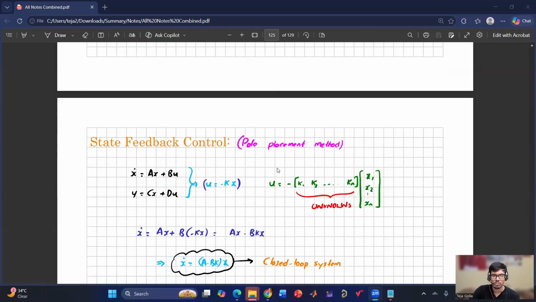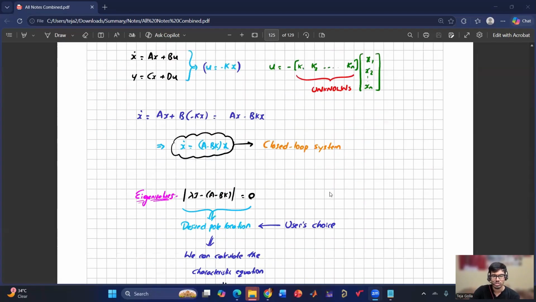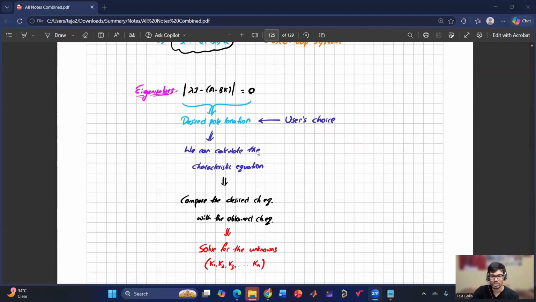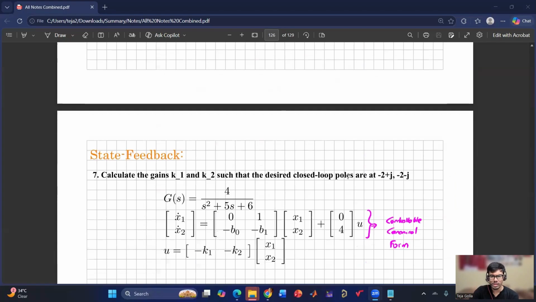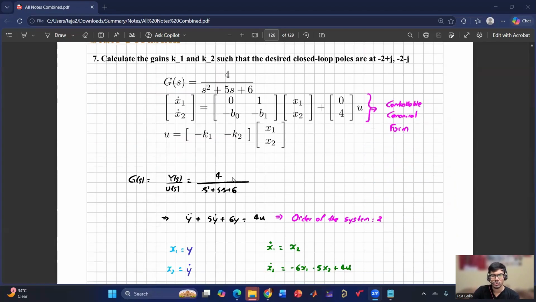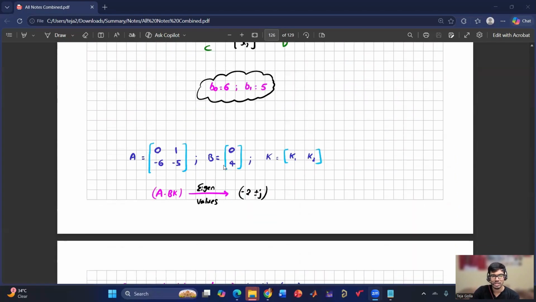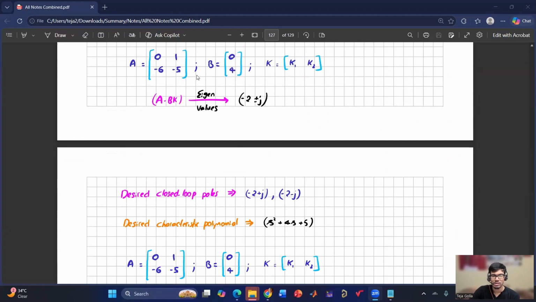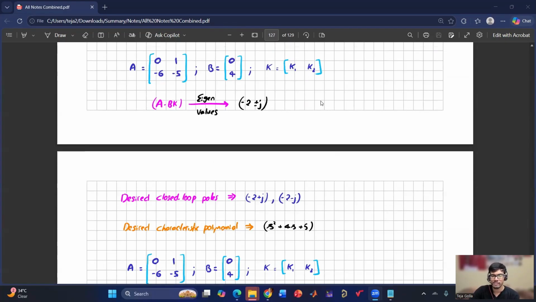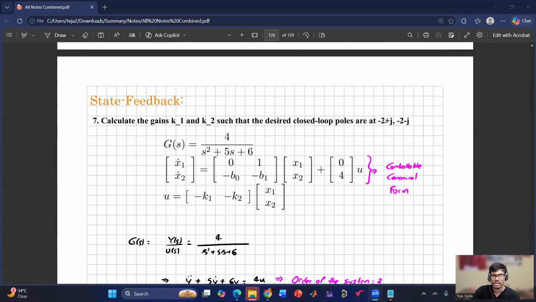Then we have discussed our pole placement method using state feedback control. So first we discussed the theory, how to solve for these unknown values K to meet the desired closed loop pole criteria. So you have to get the A minus BK matrix, corresponding to the closed loop poles. So now K1 and K2, two equations. Because it is second order, two equations, two unknowns. Had it been third order, it would be three equations, three unknowns, and then they'll give you three such closed loop poles.